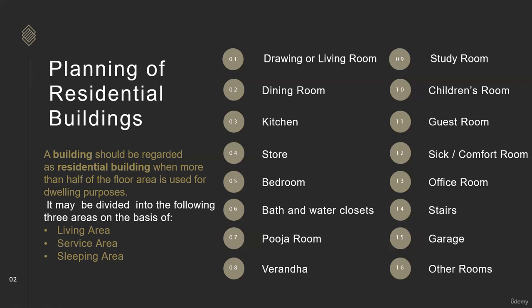After that we'll see some examples of residential buildings, how to draw them, and then we can see the other things. So what is a residential building? A building should be regarded as a residential building when more than half of the floor area is used for dwelling purposes. A residential building is a building which is used for living purposes. That type of building we call a residential building.